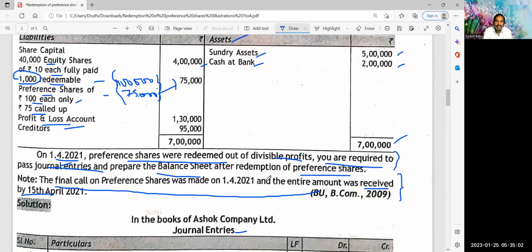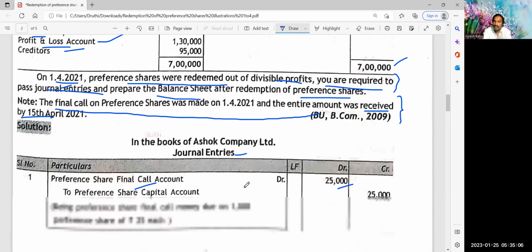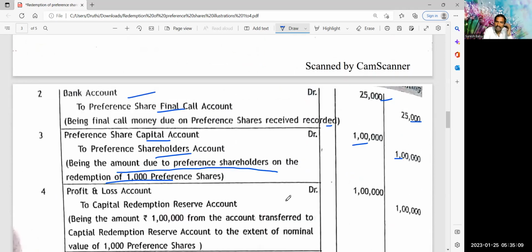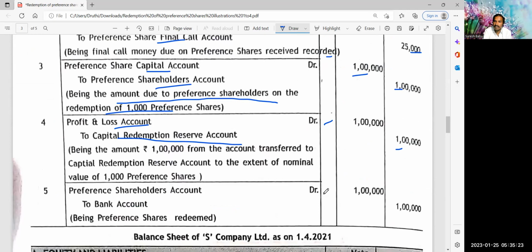In the profit and loss account, this is available: 1,30,000. We need only 1 lakh rupees. No further issue of shares. Now, an amount equivalent to the nominal value is to be transferred to capital redemption reserve. So, profit and loss account debit 1 lakh rupees, to capital redemption reserve account 1 lakh rupees. This is the formality you need to follow. Being the amount of 1 lakh rupees transferred from the account to capital redemption reserve to the extent of the nominal value of 1,000 shares.